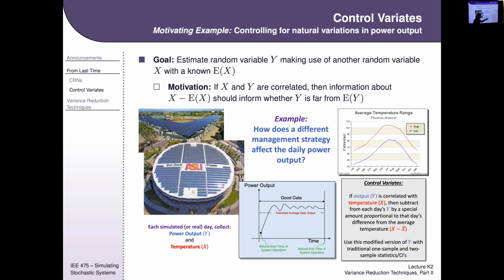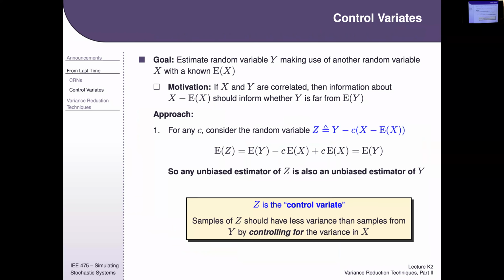And so I'm going to use known information about how the temperature is varying to give me a better idea of how the performance is varying. Let's see that a little bit more mathematically here. The idea is, again, y is my output, x is some variable that I know of that is probably correlated with my output.